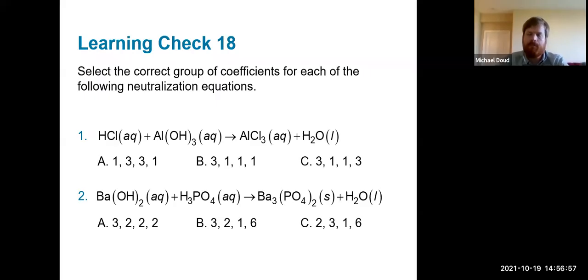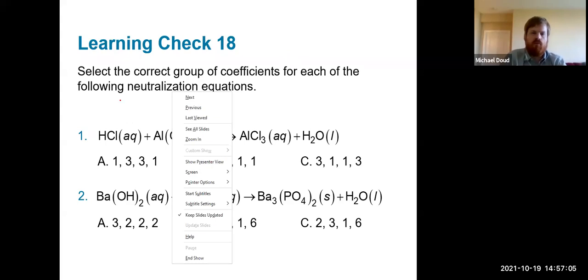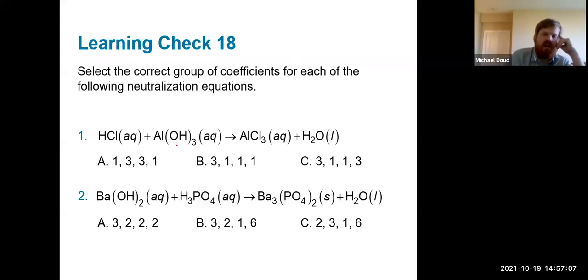So pause the video, and let's take a look. Okay, so for HCl and AlOH3, note we have 3 hydroxide ions. So that means that we're going to need 3 HCls. If we have 3 HCls plus 3 hydroxides, that means we're going to form 3 waters. That gives us 3 chlorides and 1 aluminum, which balances out here. So I get 3, 1, 1, 3, or C.